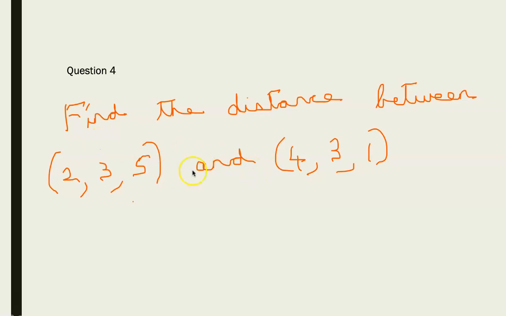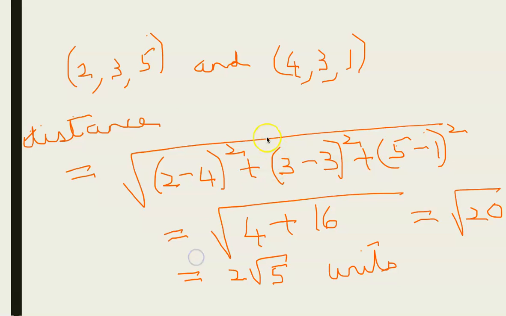Next question. Find the distance between 2, 3, 5 and 4, 3, 1. So if you use the distance formula, you get root of 2 minus 4 the whole squared plus 3 minus 3 the whole squared plus 5 minus 1 the whole squared, that is root 20, which is 2 root 5 units.